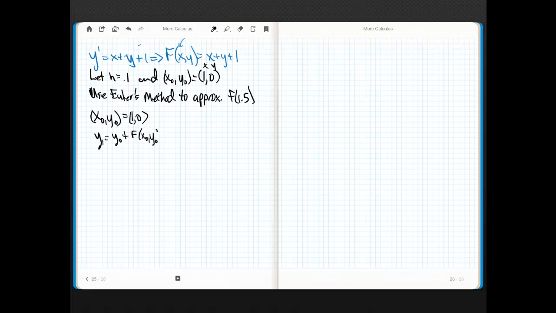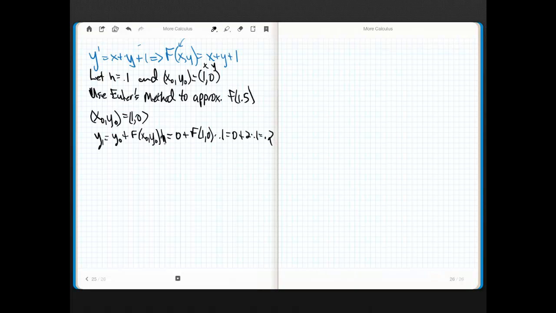I'm only going to do this once, you guys, I promise. I know you guys hate this. Times h, which is equal to, well, y naught was 0, plus f of 1 comma 0 times 0.1. All right, so I end up with 0 plus, what did we say 1 comma 0 was? Well, 1 plus 0 plus 1 is 2, times 0.1. So this is 0.2 as opposed to 0.5. Boy, if it were 0.5, something would have gone horribly wrong. This is 0.2. Now, what does this mean?